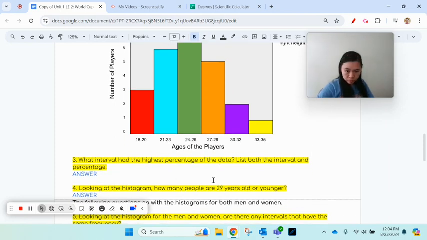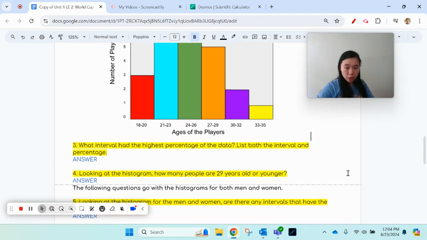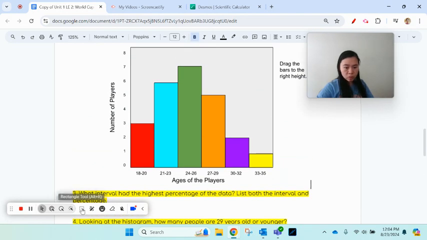29% of the team is between 24 and 26 years old. Okay, looking at the histogram, how many people are 29 years old or younger? So 29 is our threshold this time. 29 or younger. So here's the 29. Or younger. So all of these down here. So take every single one of these bars.